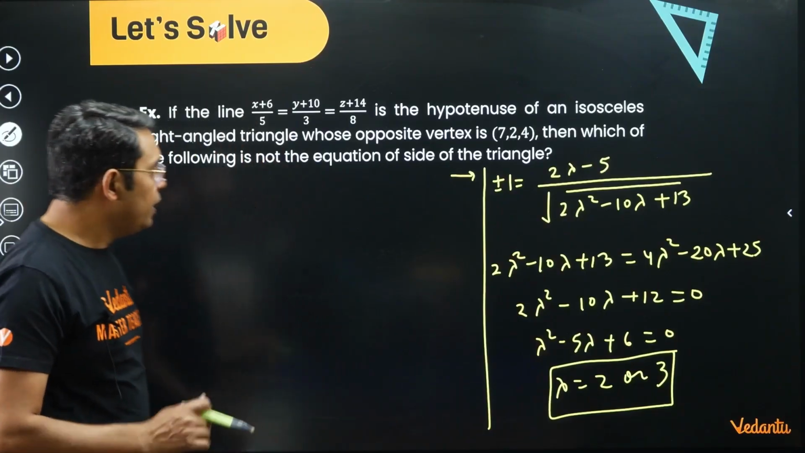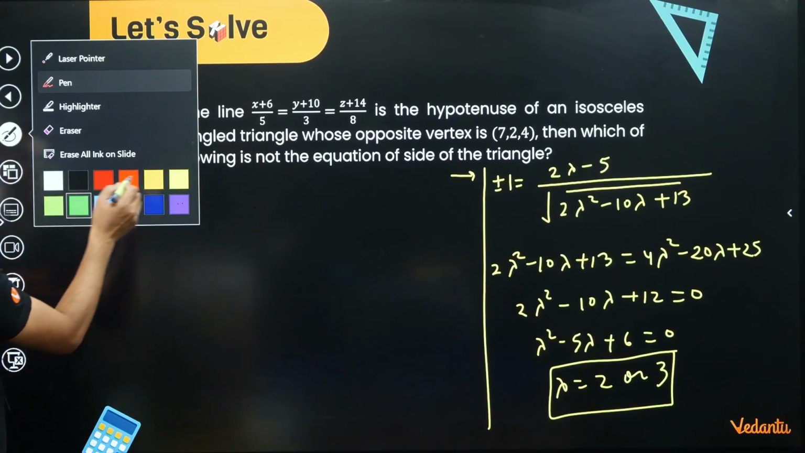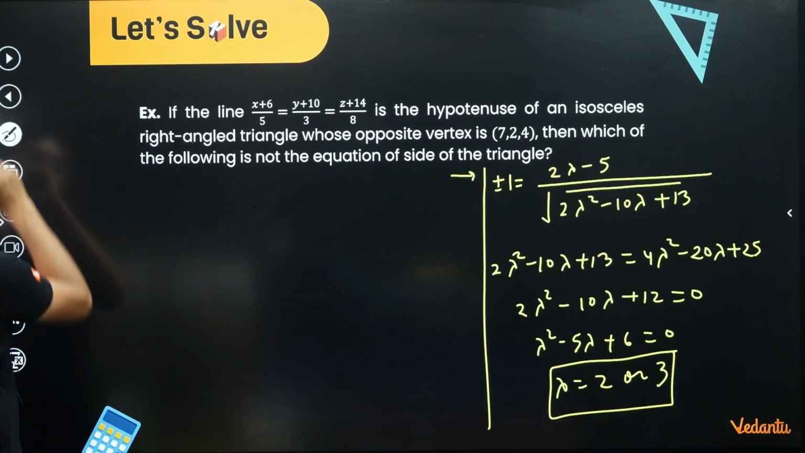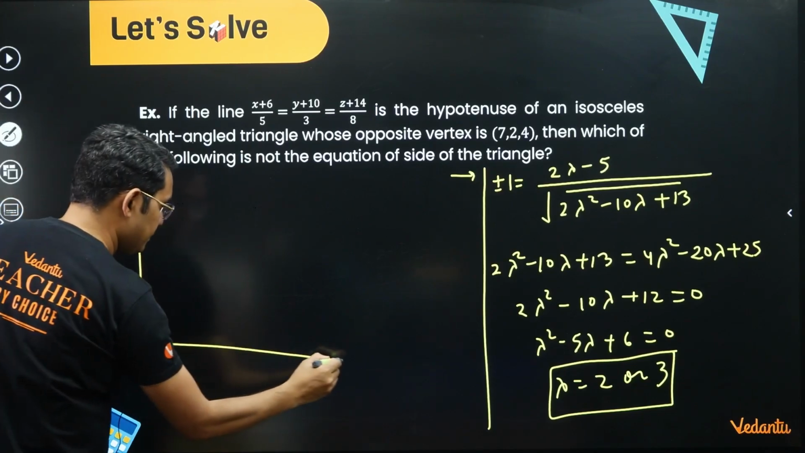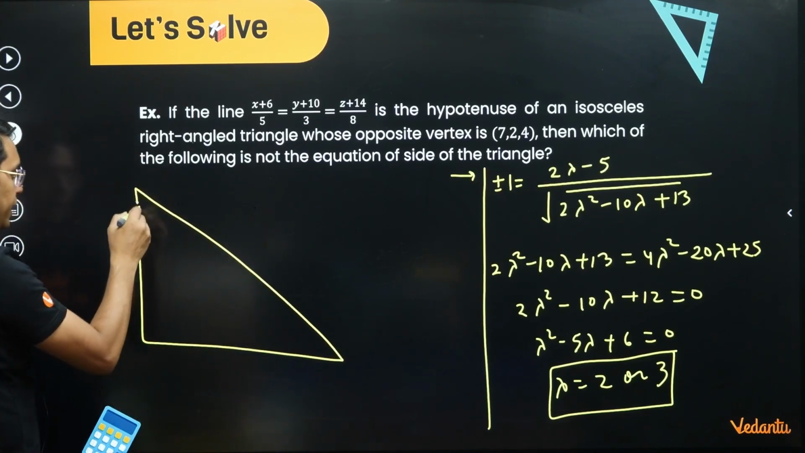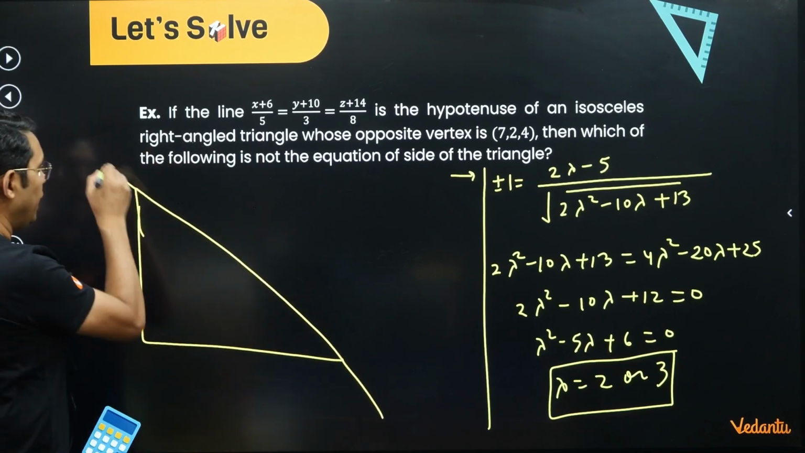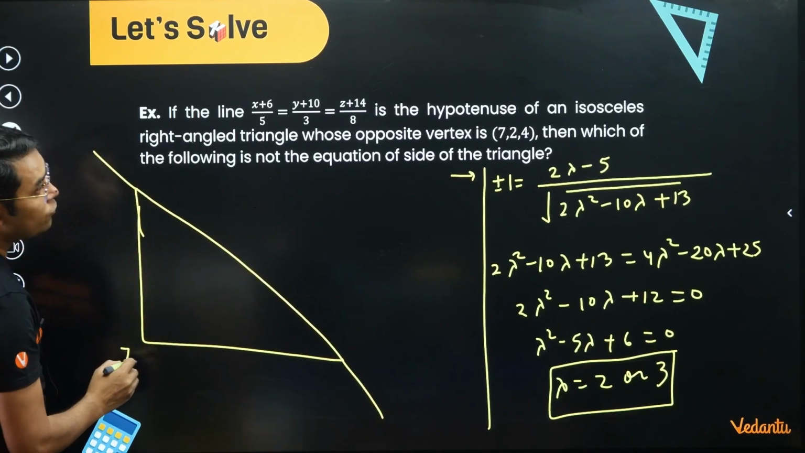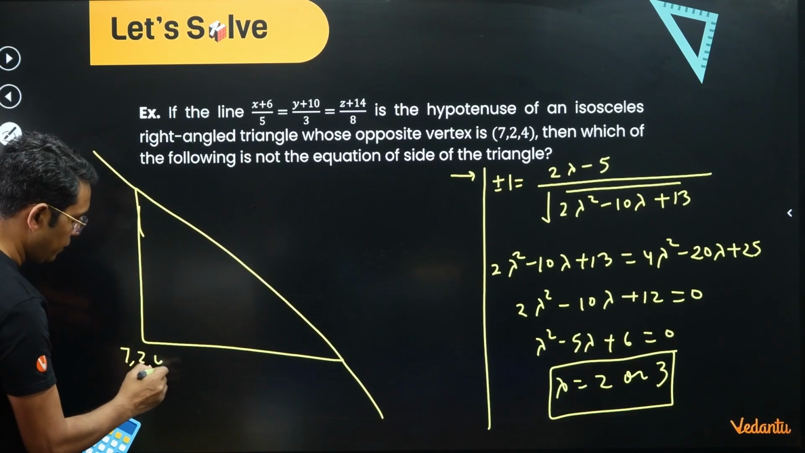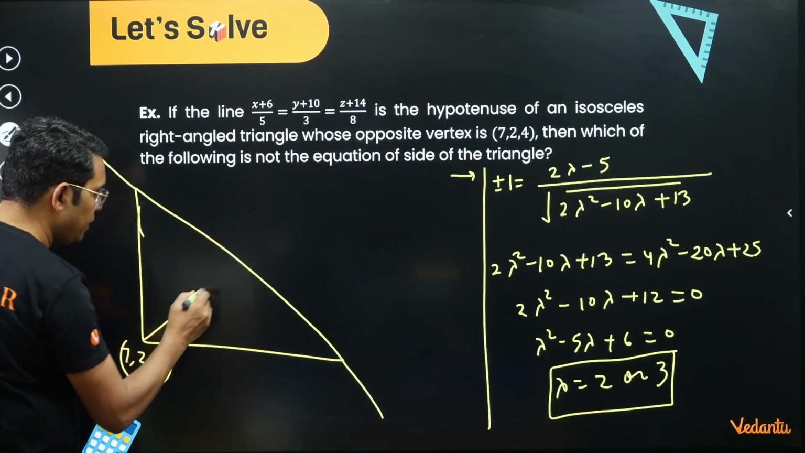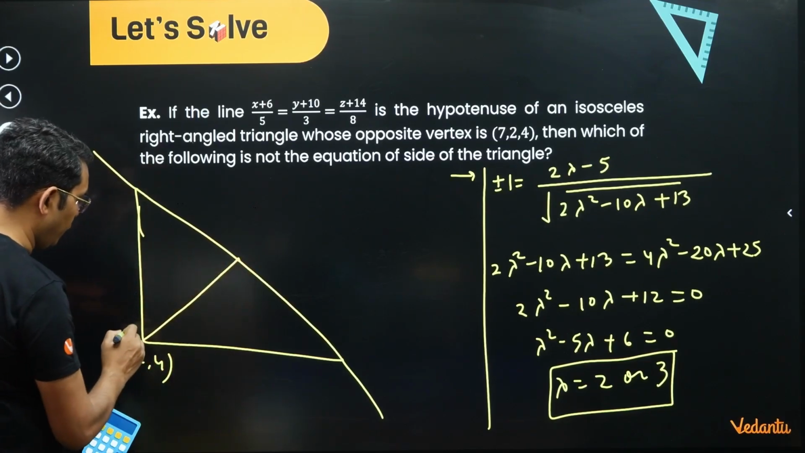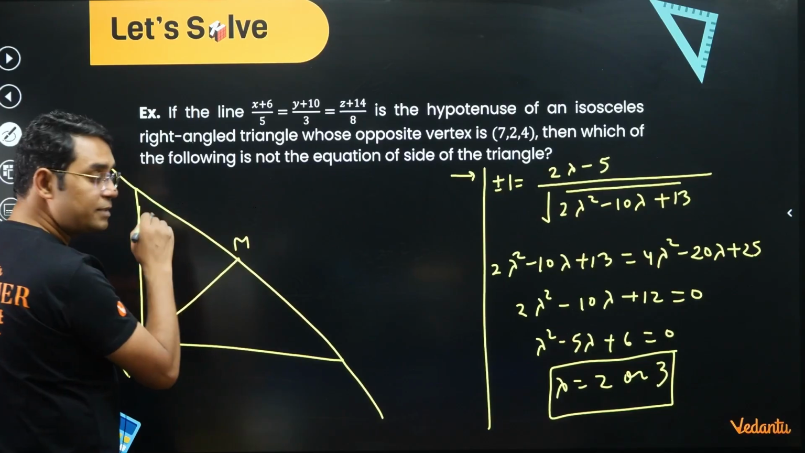That is one method. Now I would like to tell you one more method of this question. In this other method, I will not do the entire calculation, but you can do it. What I will be doing, I will be starting from this point 7, 2, 4, and I'll take the foot of perpendicular from this point, let's say P, to this side M.